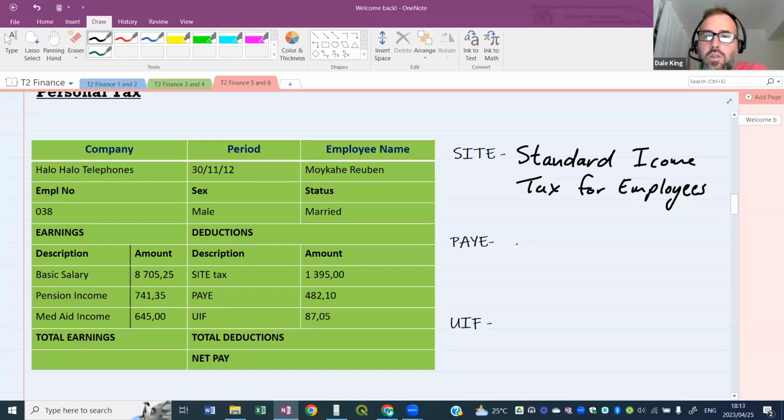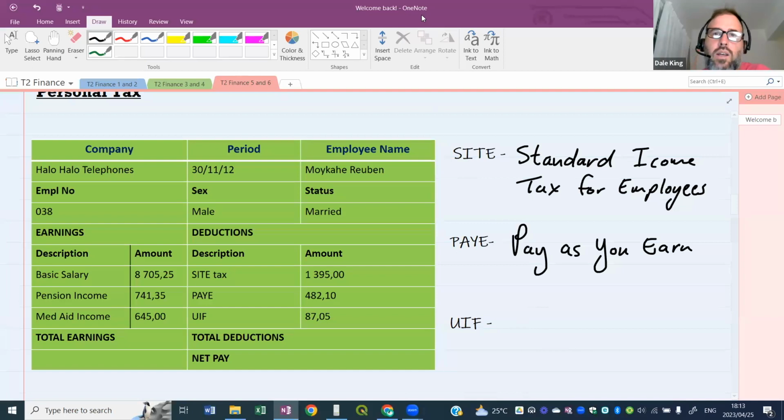So pay as you earn tax. All right, PAYE, pay as you earn. So you're paying tax as you earn a monthly salary, and the employer is doing this payment for you. You don't have to do an EFT to SARS every single month.